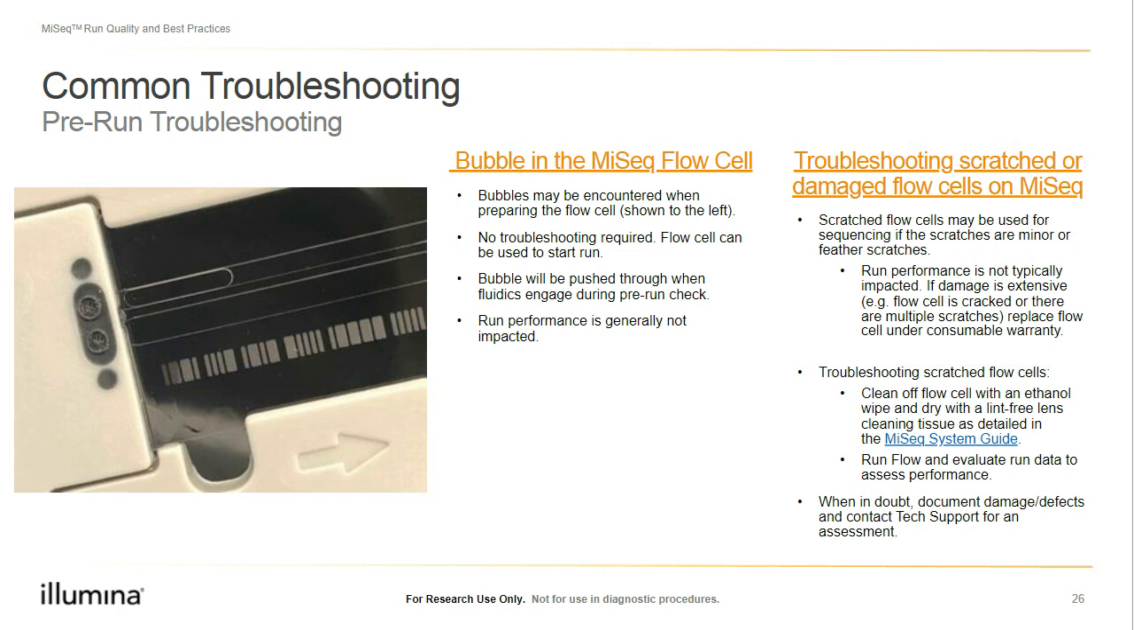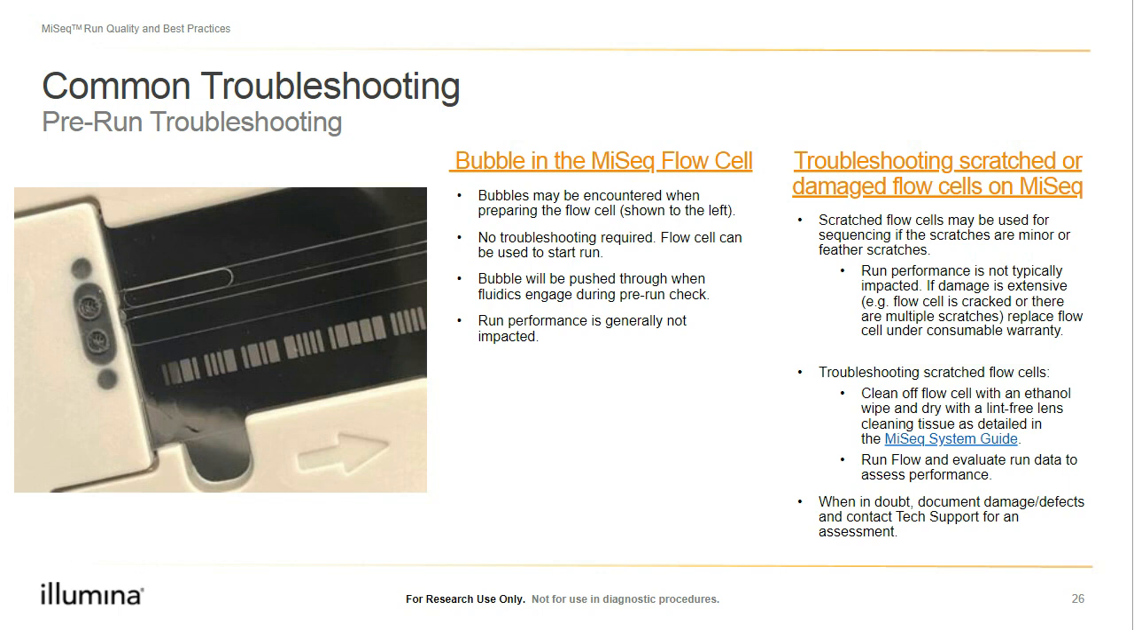Scratched flow cells may also be used for sequencing if the scratches are minor or feather scratches, and don't significantly impact the imaging portion of the flow cell. Run performance, as mentioned, is not typically impacted, but if the damage is extensive, tech support is able to replace the flow cell under the consumable warranty. So if you notice anything like large scratches or a crack on the flow cell, you can go ahead and give us a call.